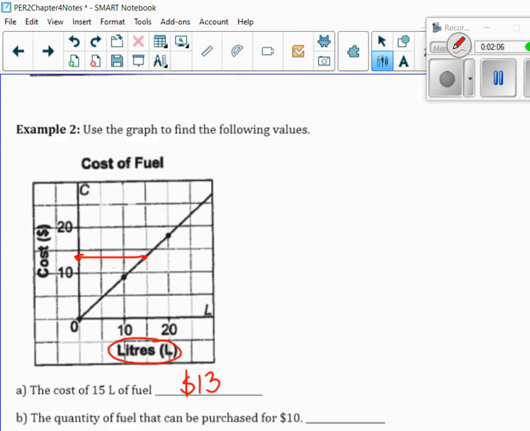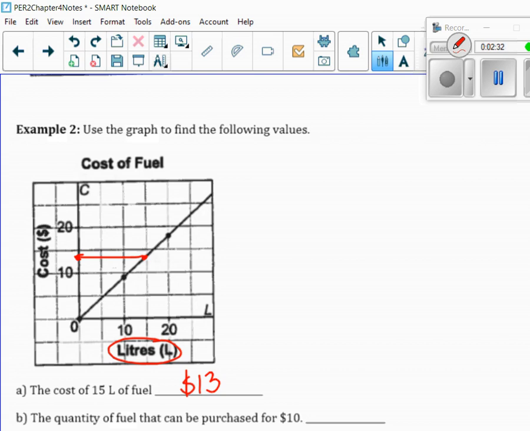And I would give you a little bit of leeway. But $15 would not be correct. $10 would not be correct. It's halfway between 10 and 15, and it's actually a little bit more than that. So $12.50 would be the halfway point, and I know it's more than $12.50. So you got to take your ruler and read across.